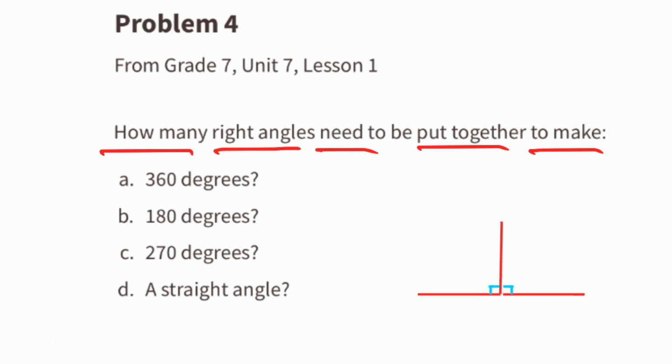Here's 2 right angles. 90 plus 90 equals 180. So B, 180 degrees, is made up of 2 right angles. And this straight angle is also made up of 2 90-degree angles.